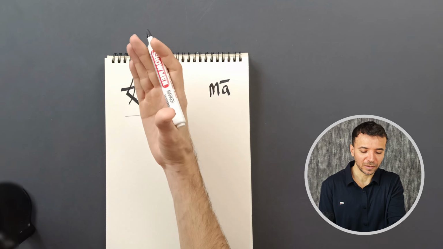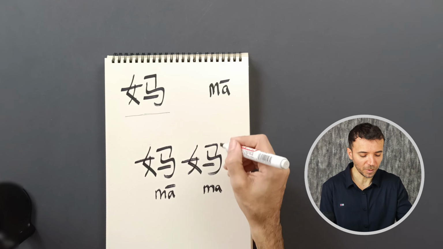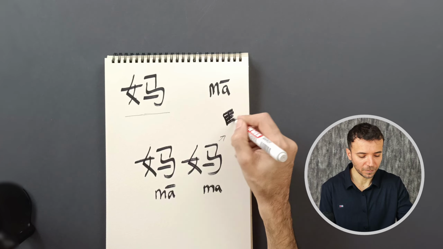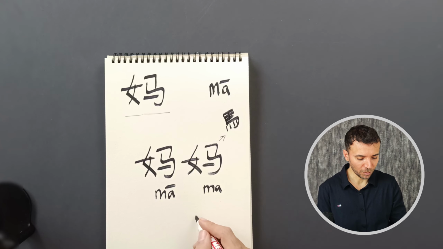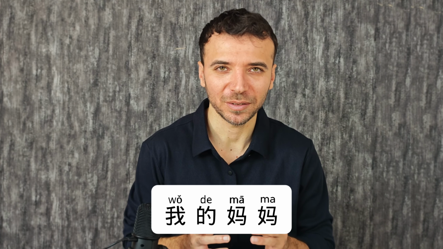Mama, mama. Let's write again. 1. Ma. So it's ma, ma. Just like baba, the second one becomes a neutral tone. Mama, mama. And if you remember, this horse is different in traditional one. It's like this. So if you want to write ma in the traditional one, the new is the same. 我的妈妈 means my mother.